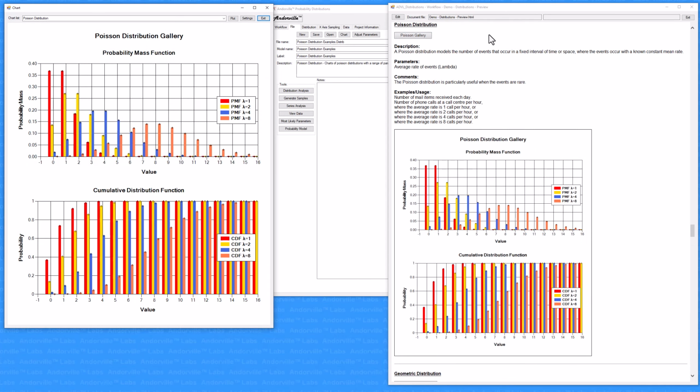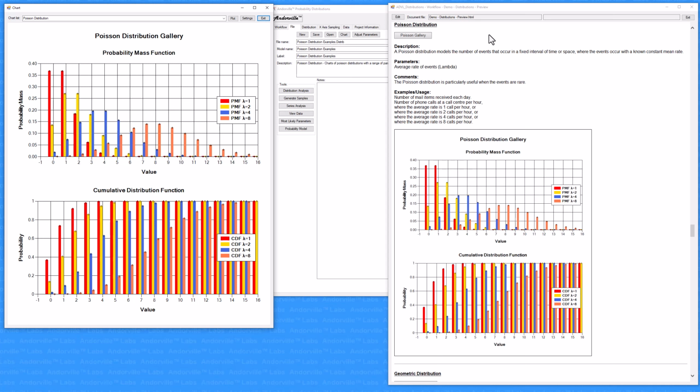A Poisson distribution models the number of events that occur in a fixed interval of time or space where the events occur with a known constant mean rate. The parameter is the average rate of events. The Poisson distribution is particularly useful when the events are rare. Examples include the number of mail items received each day or the number of phone calls at a call centre per hour.